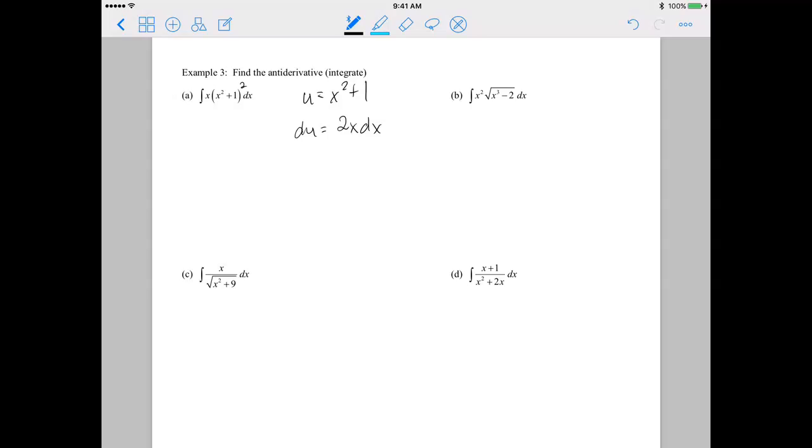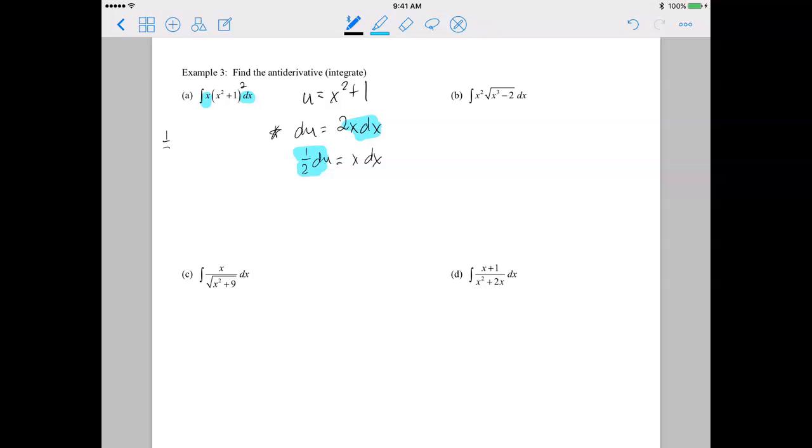Okay, well, what I notice is that I have the x dx part, so the x dx part is here and here, but what I'm missing is a 2. And so what I'm going to do with this equation right here is solve for what I have. I have x dx, so I'm going to solve for it and make it say 1/2 du is equal to x dx. And so now for that x dx, we're going to substitute in 1/2 du.